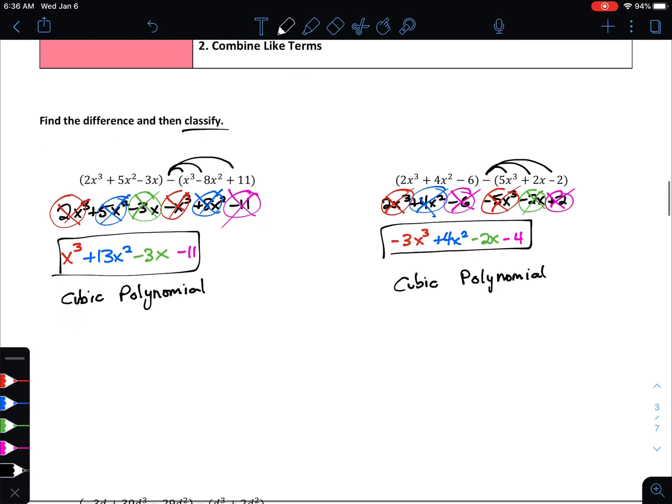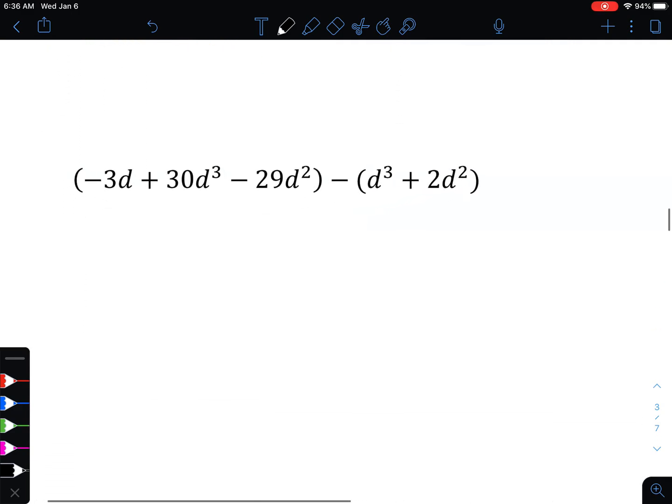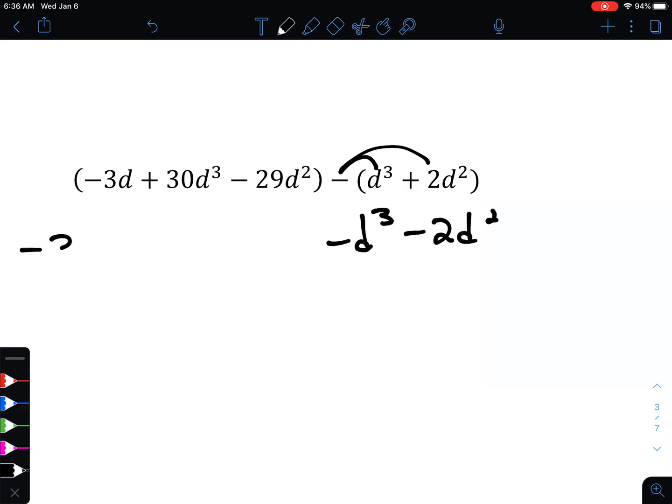All right, one last example, guys, and we will be done with the lesson today. So again, our last example, we've still got subtraction, so make sure that we are changing the sign of both terms inside the second parentheses. Everything that's in the first parentheses, we're just going to copy down as it was.